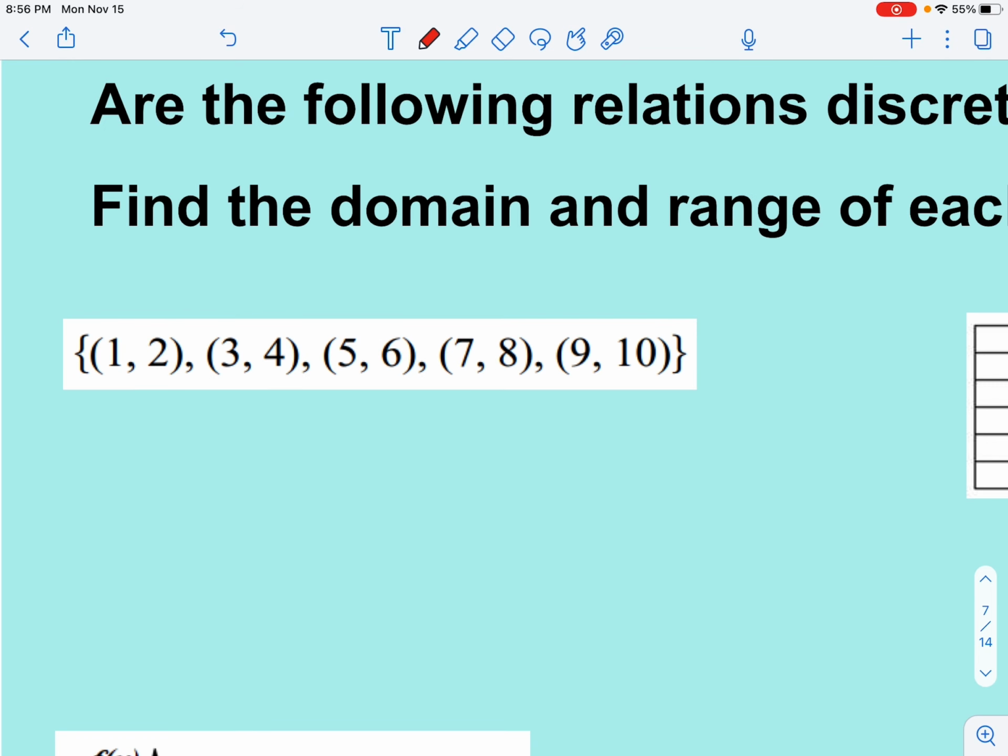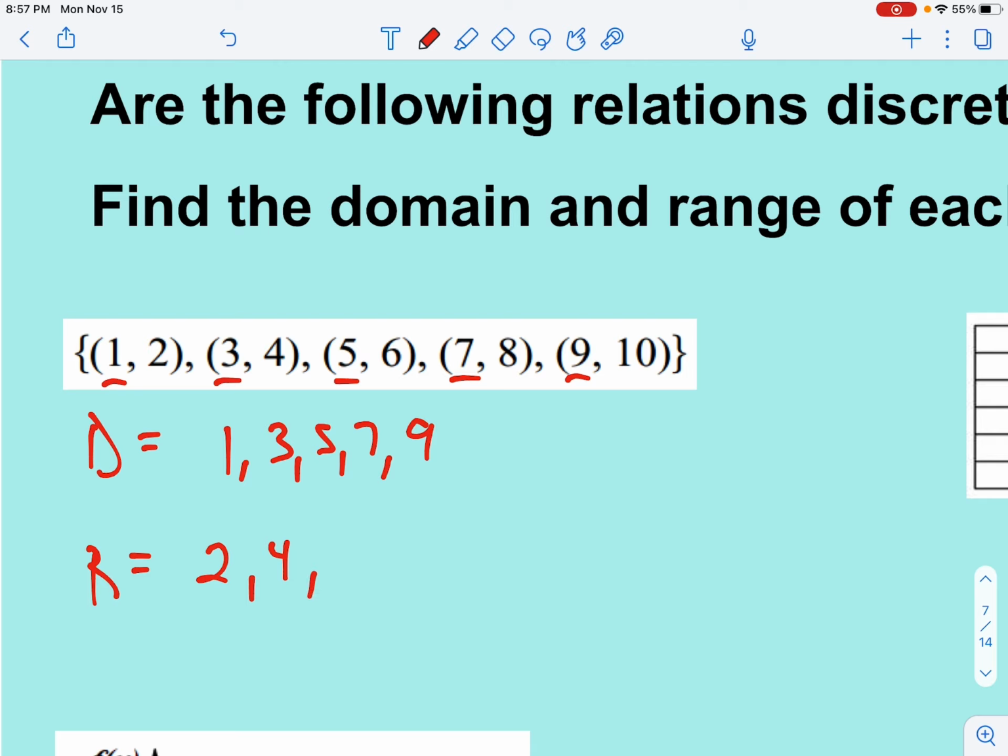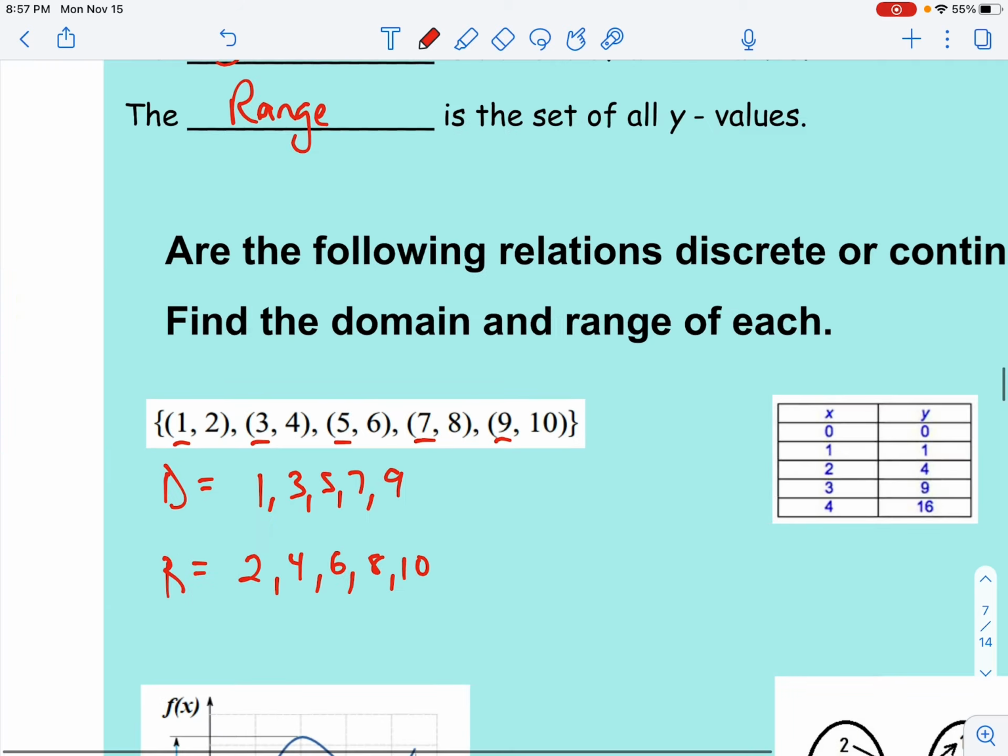So basically, for D and R, domain and range, you're just going to list out all the x's. So 1, 3, 5, 7, and 9 is the domain. And then the range is all the y's: 2, 4, 6, 8, 10. And that's your domain and range. Pretty simple, right?